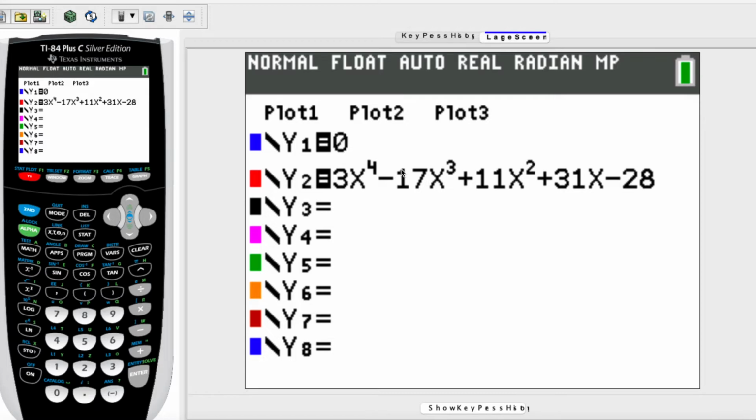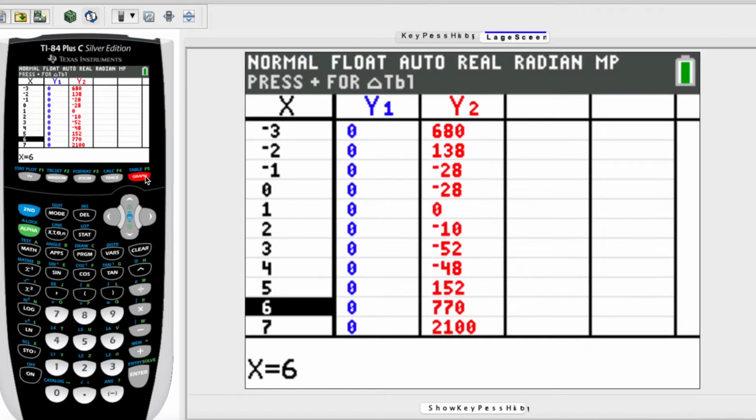So to go into your table, you're going to press second graph. And just make sure, if you haven't already typed this exactly into your calculator, please go ahead and type it in. I would recommend putting the 0 first, and I will explain what that means in a moment. But I would put the 0 first, and then I would put the polynomial. So when you've typed that into your calculator, you'll press second graph.